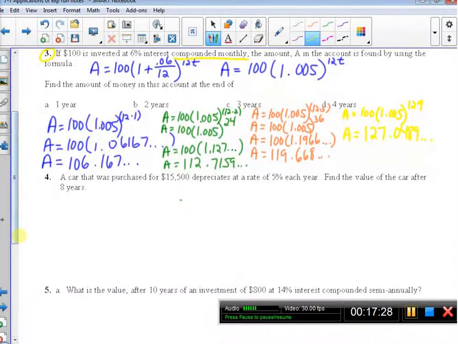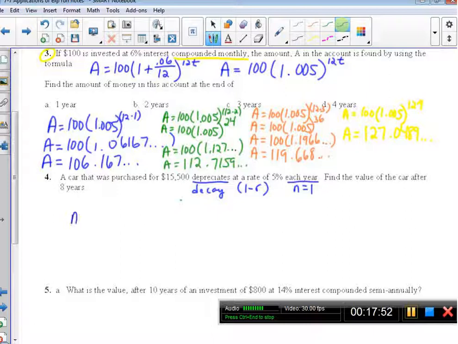All right, number 4. A car that was purchased for $15,500 depreciates at a rate of 5% each year. So that means it's going to go down. So this is decay. So we're going to be using 1 minus the rate. 5% each year. So this means that n is equal to 1. Find the value of the car after 8 years.